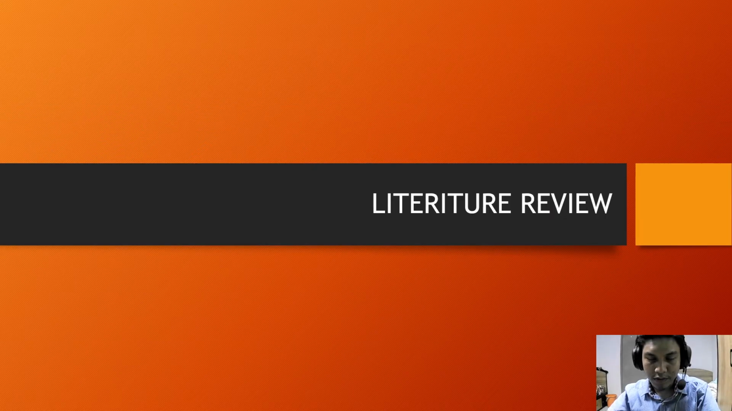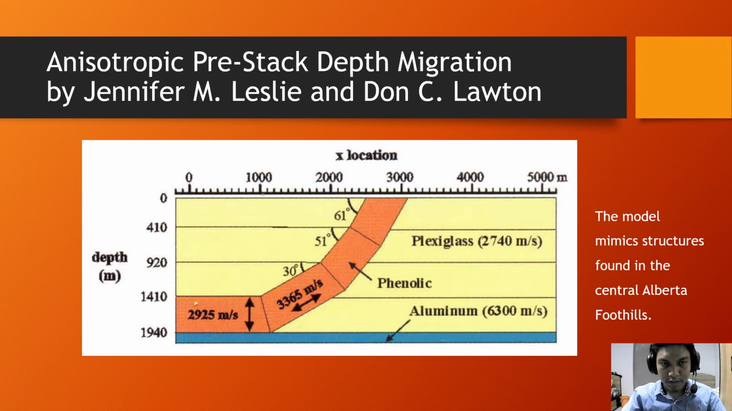Now we will move on to the literature review that I found when doing this technical paper review. So this is the first case study, anisotropic pre-stack depth migration. For this case study, they use a physical model, as you can see in the figure. This model mimics the structure found in the central Alberta foothills. For this model, they produce two results. The first is the isotropic pre-stack depth migration, and the second is the anisotropic pre-stack depth migration. From these two results, they compare which one can correctly migrate the data from this physical model.